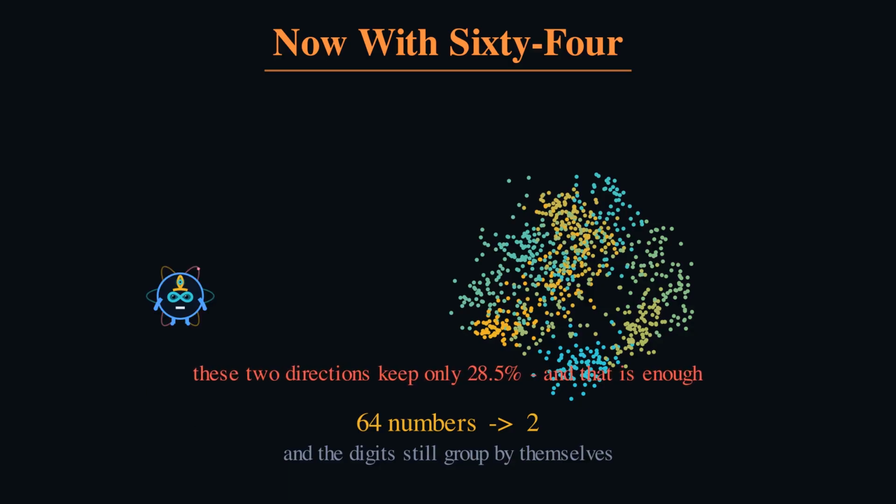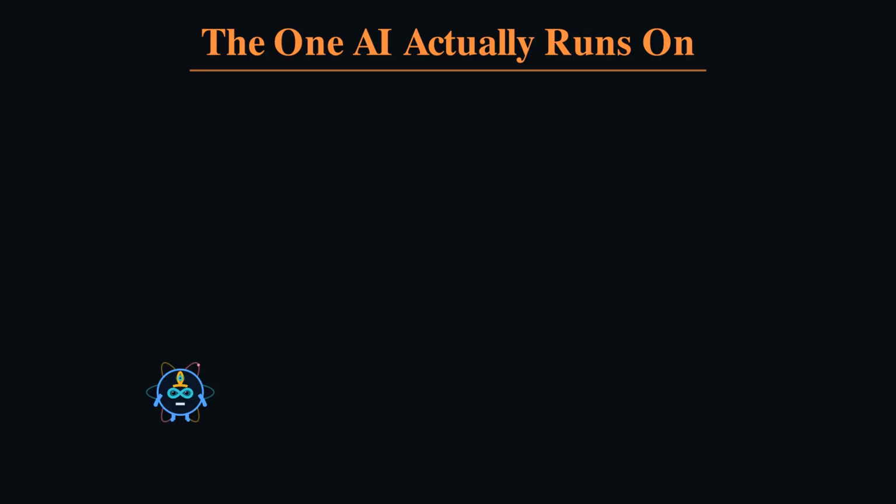And here is the honest bit. With the flowers, 2 directions held 97%. Here they hold 28. You are throwing away most of it and the structure survives anyway. You do not need most of the data to see what it is doing. Flowers and handwriting are fine.